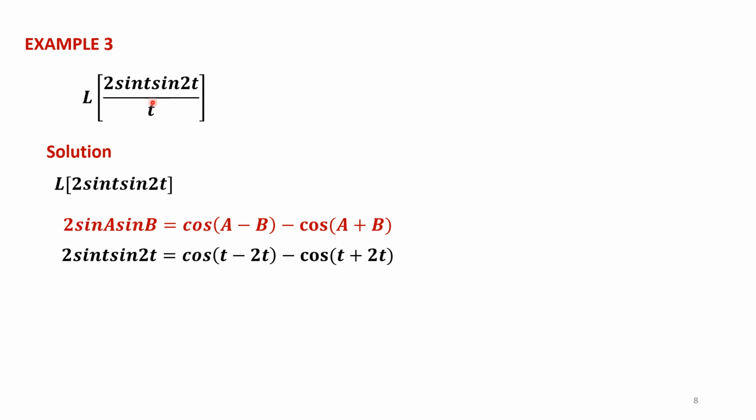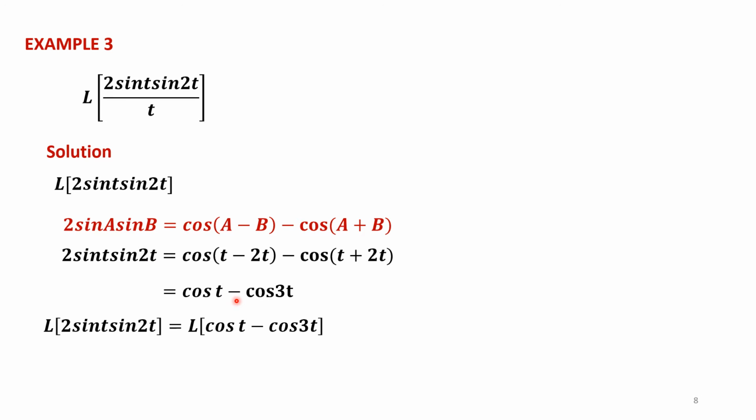But here A is t and B is 2t. So we will get cos of t minus 2t minus cos of t plus 2t, which can be simplified. This will become cos of minus t, but cos of minus theta is cos theta. So cos of minus t will become cos t, and then here we get cos 3t. So the numerator is reduced to cos t minus cos 3t.